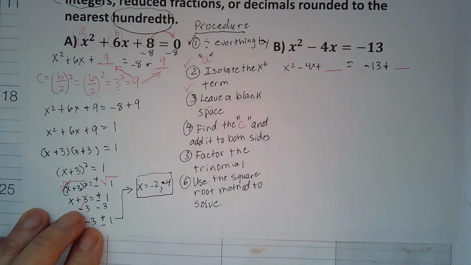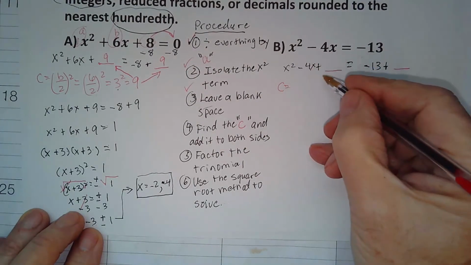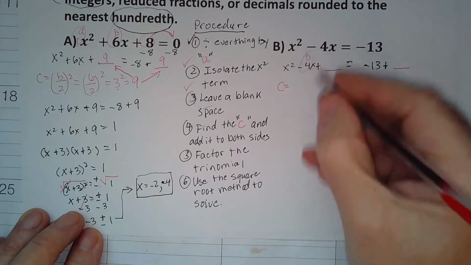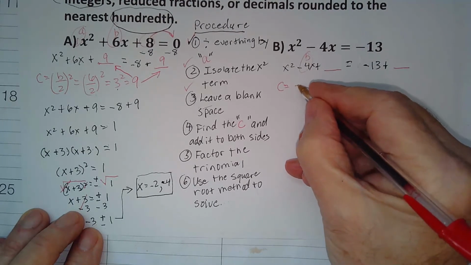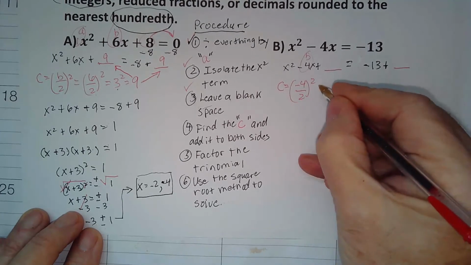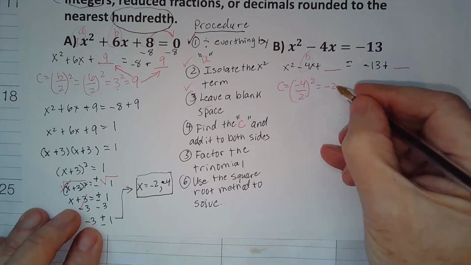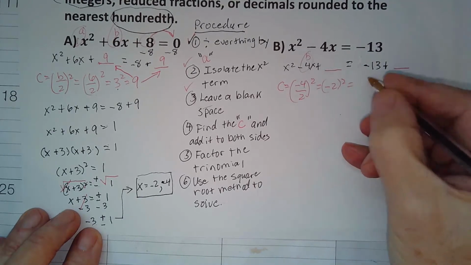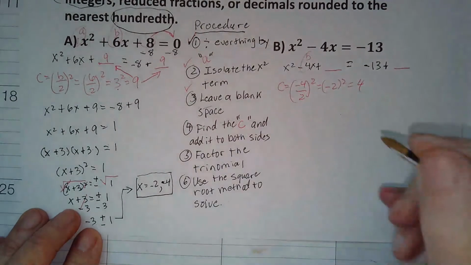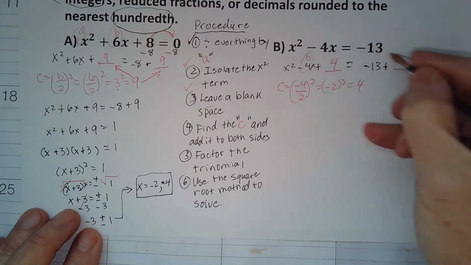Now we're going to do our C. So C equals, our second term, our B, is negative 4. So negative 4 over 2 squared, right? So what's negative 4 divided by 2? Negative 2 squared, which equals 4, right? So our C is 4. So we go ahead and put that in here, and we put that in here.